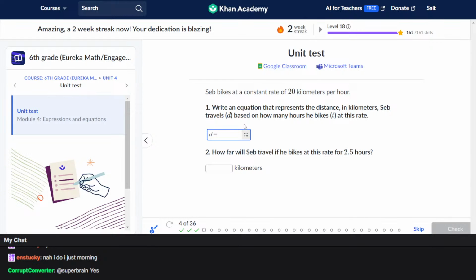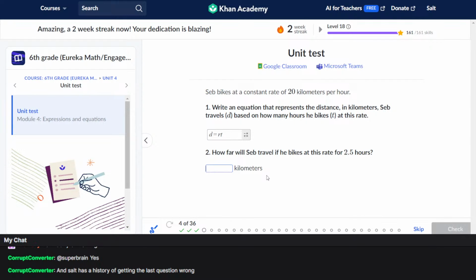We want distance, so distance equals, because isn't the base like distance divided by rate equals time? Does that sound right? I think so. So then distance equals rate times time. Yeah. 2.5 hours. Oh, he's 20 kilometers per hour. Rate times time.